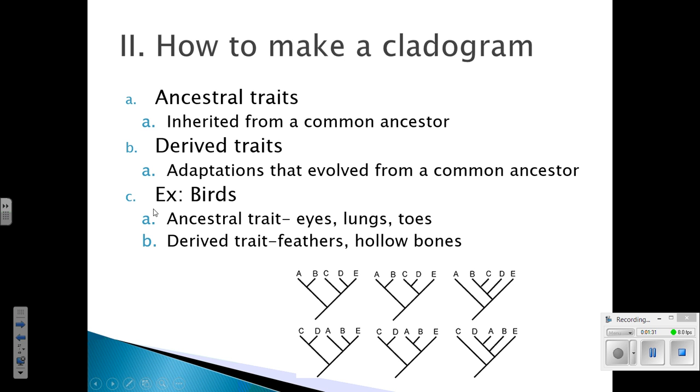So like the example here for birds. Since birds are land animals, they have special kind of eyes. They have lungs for land. They have toes and feet for land, and things like that. So those are all land features. And then the derived traits are things that are special to birds, like feathers and hollow bones.